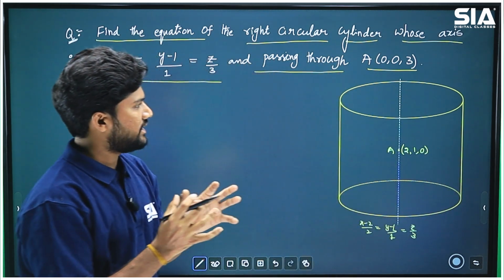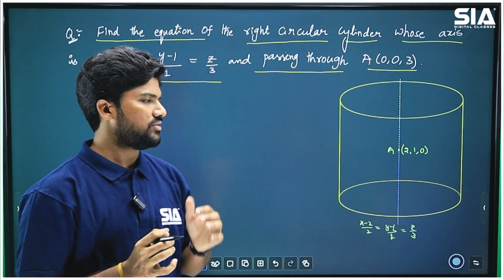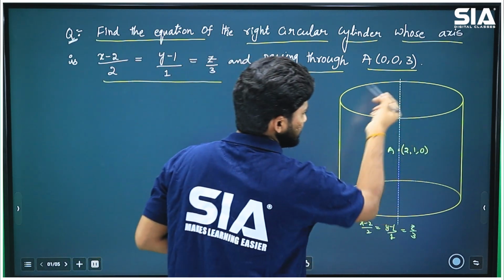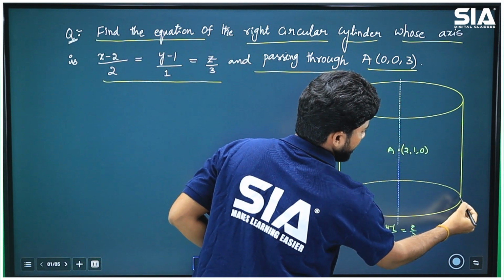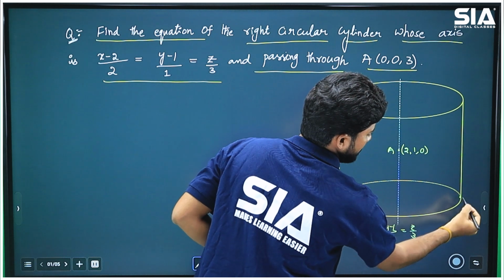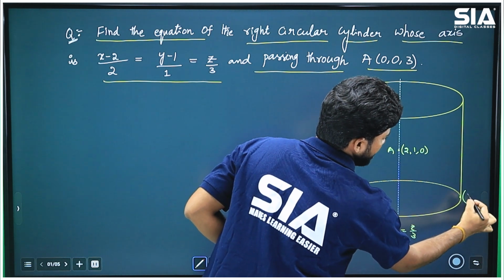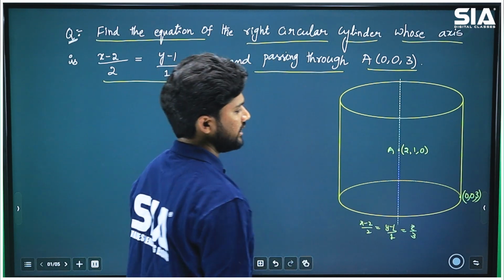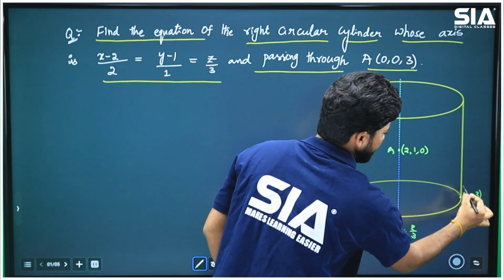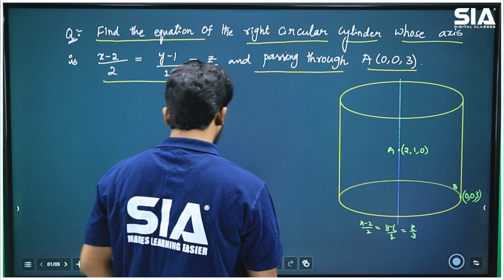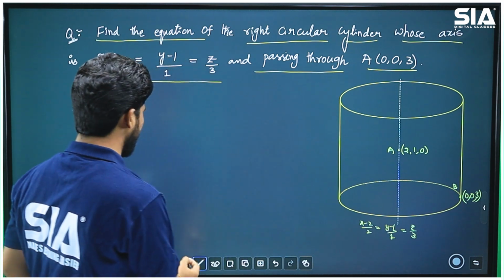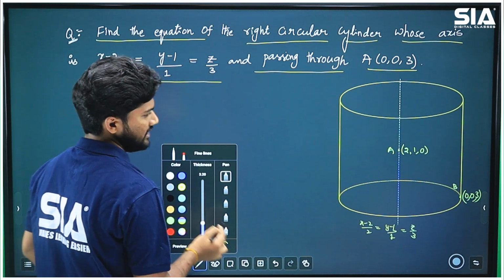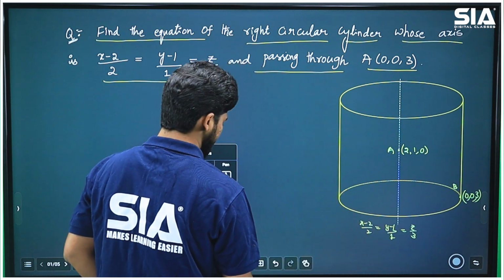Now to find the right circular cylinder equation, what do we need more? Okay, in the problem they are saying that the right circular cylinder is passing through one point. I am taking that point here, (0, 0, 3). This is the given point. Take this point as capital B. Now to find the right circular cylinder equation, what we have to do is find the radius of the right circular cylinder.